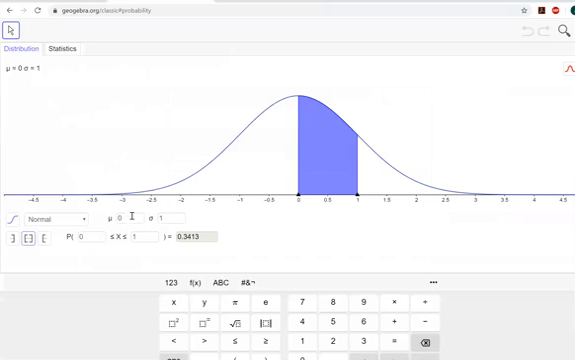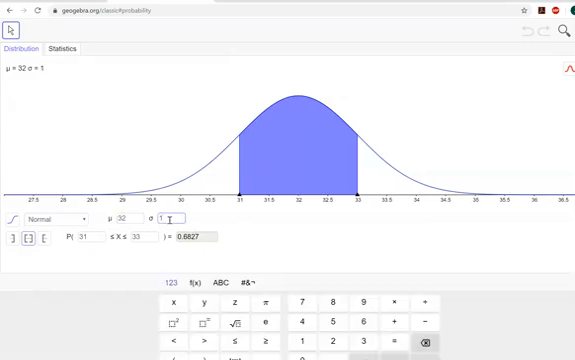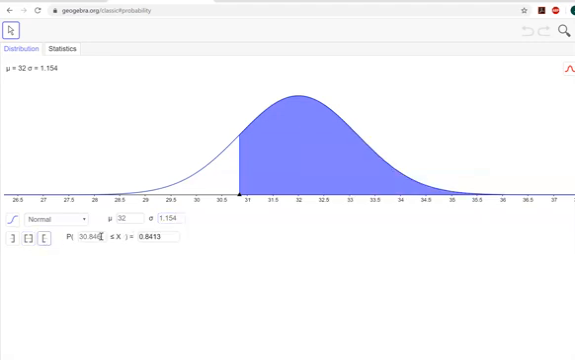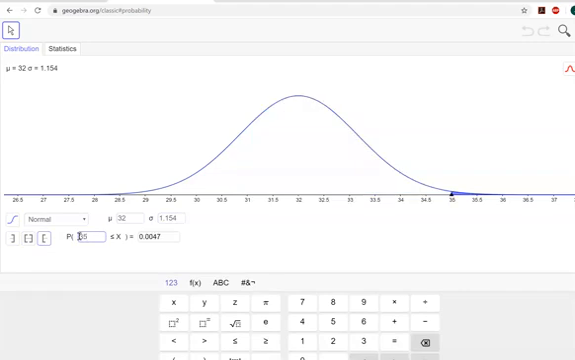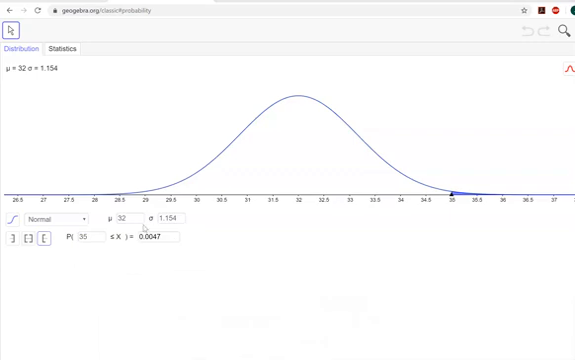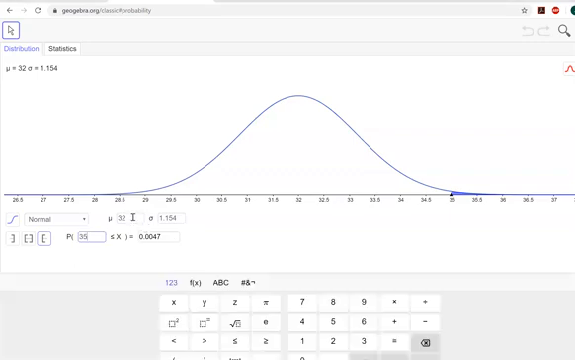So in GeoGebra, I have my mean of 3240, standard deviation 1.154, and we're going more than or equal to 35, and that's going to be a 0.0047. Sorry, pause there because that didn't match up with my answer sheet. It was looking for an error, and it's the mean there.